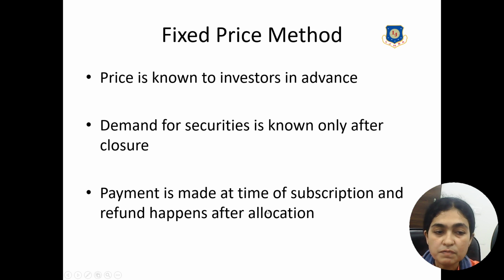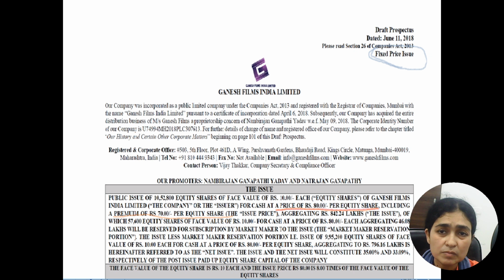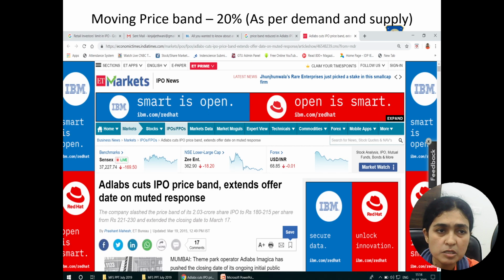Payment is made at the time of subscription and refund happens once the issue is closed. This is an example of a fixed price issue, wherein you can see that it's Ganesh Films India Limited. From the draft prospectus, this screenshot is taken, and over here in the corner you can clearly see it's a fixed price. Here you can also see the price which is given, that is 80 rupees.